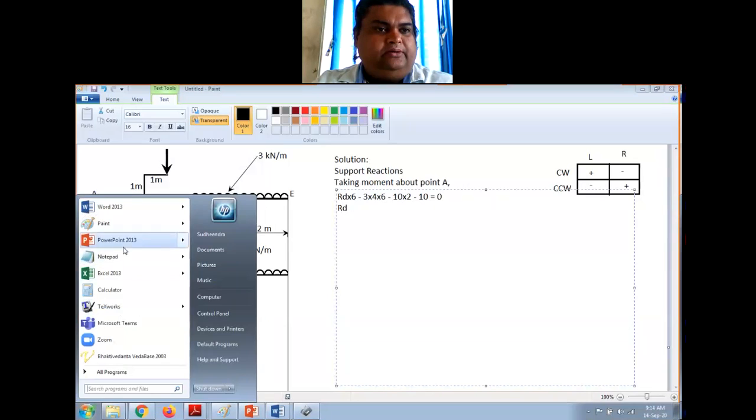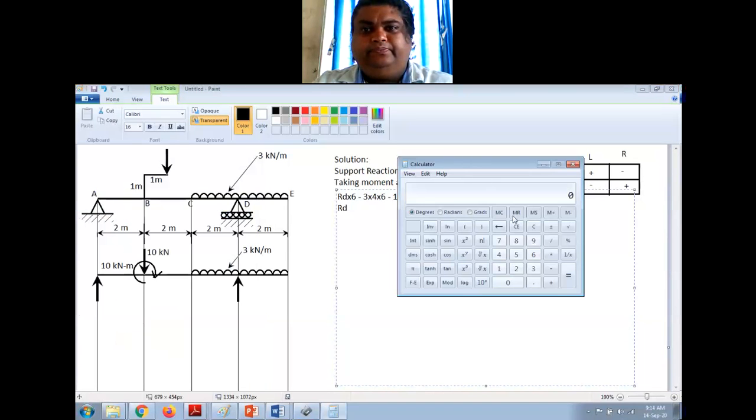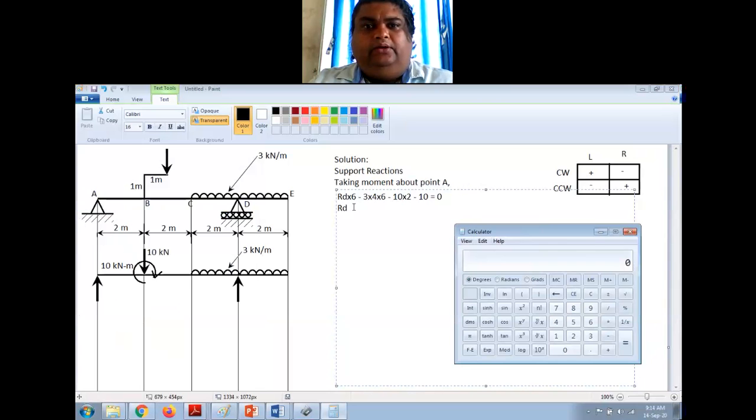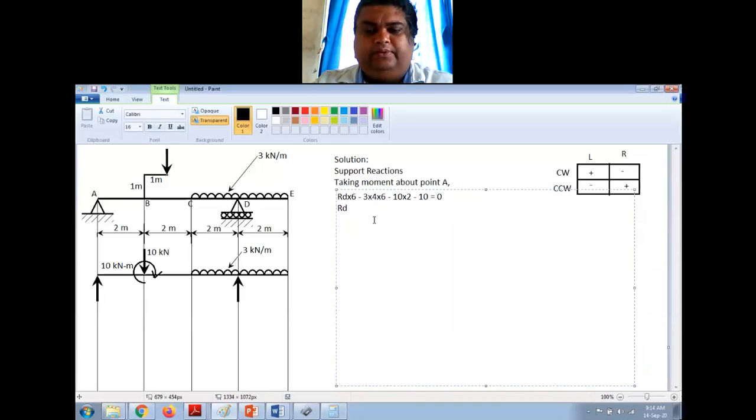So let me start my calculator. Okay. So all these are negative, so they will go on the other side as positive. 3 into 4 into 6 plus 10 into 2 is 20, plus 10. So this is 102 divided by 6. So that will be 17 kilonewton. So RD is equal to 17 kilonewton.